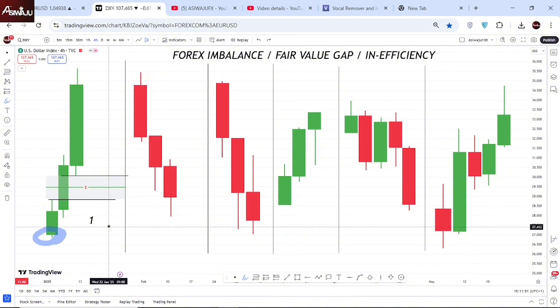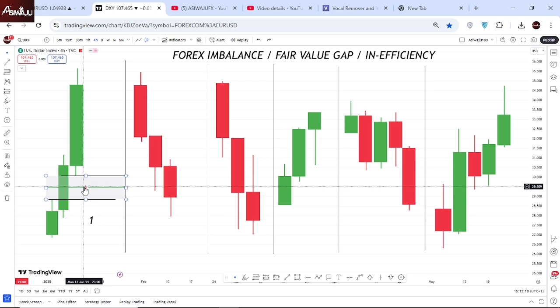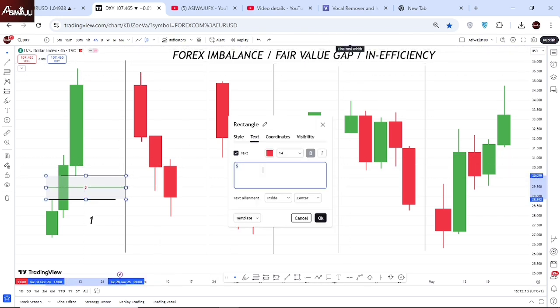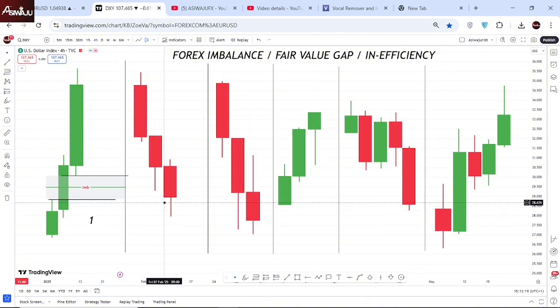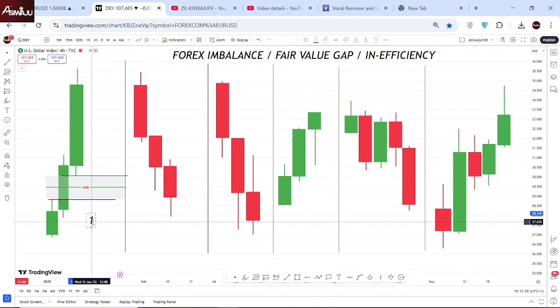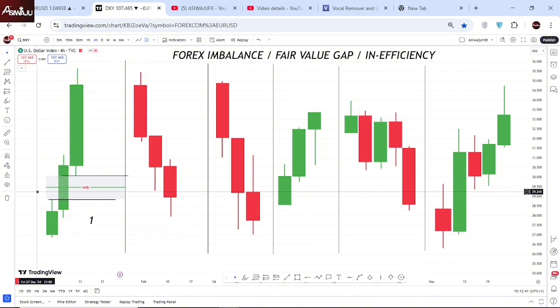So this is the reason why I say we can use it as an additional confluence to our entry. I like to label this as our imbalance. You can call it fair value gap, imbalance, or inefficiency. It's still the same thing. This is how to mark your imbalance in a bullish trend. The first example is a bullish trend, and it doesn't matter whether the candle is green or red. In as much as we have space within three candles, that signifies imbalance or fair value gap in the market.